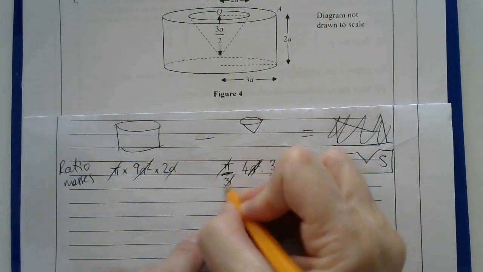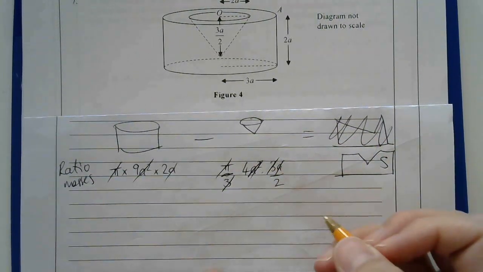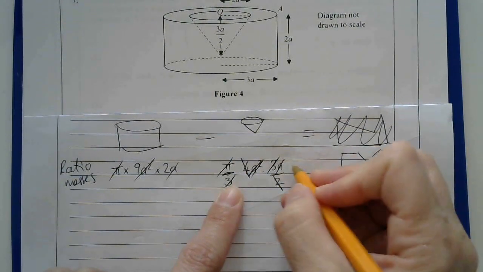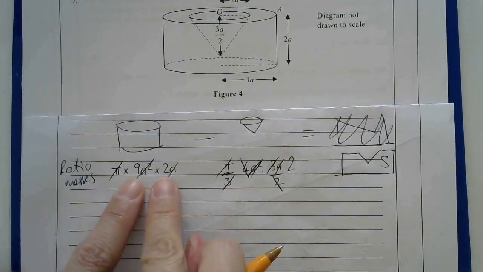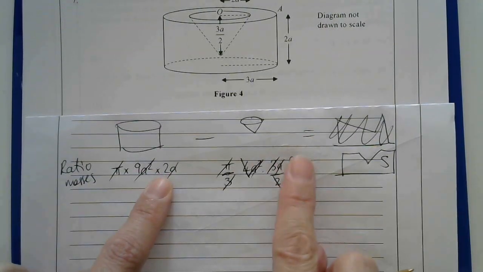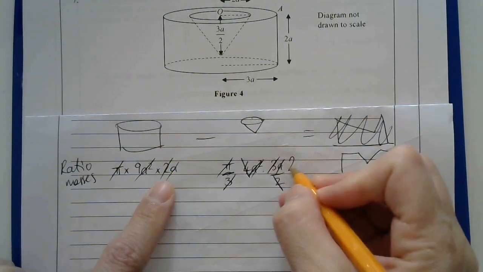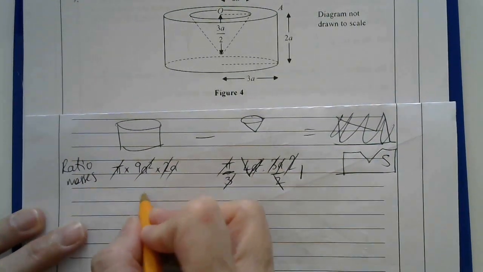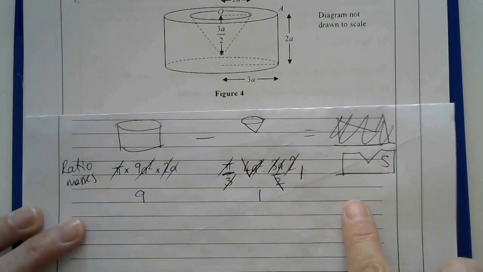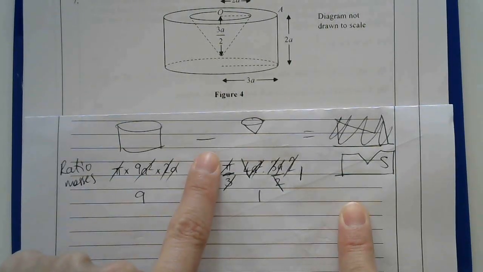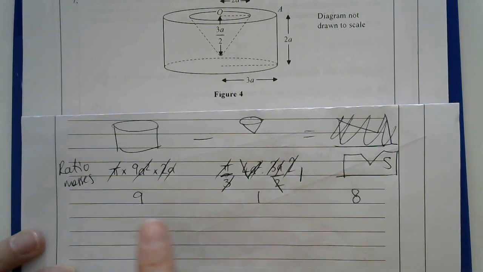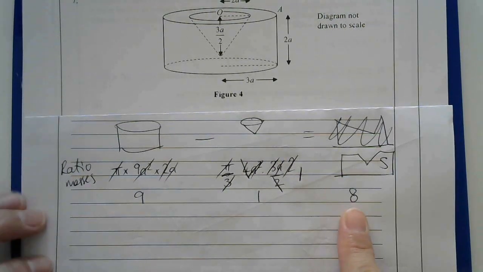Here I've got a 3 and a 3, a 3 on the top and a 3 on the bottom that will cancel with each other. Here I've got a 4 and a 2, so that will cancel and give me a 2. And in fact I've got a 2 here and a 2 here, so those will cancel with each other, and I'll be left with a 1 there. So the ratio of masses is 9, 1, and here I need to do 9 subtract 1 to give me 8. So the ratio of the masses is 9 to 1 to 8.